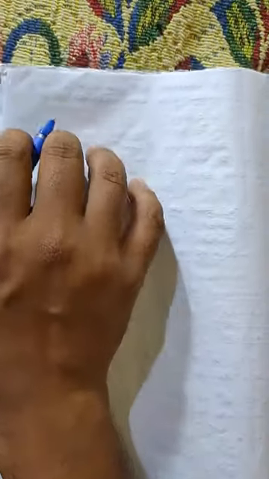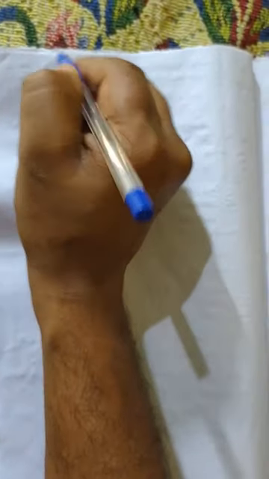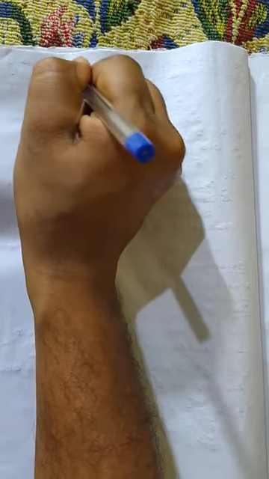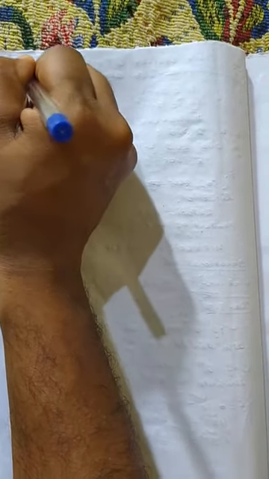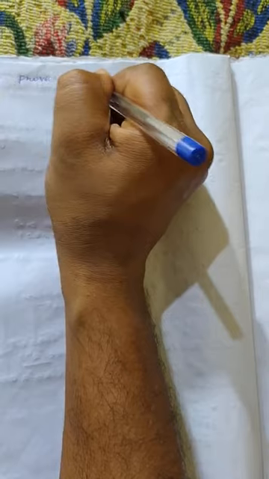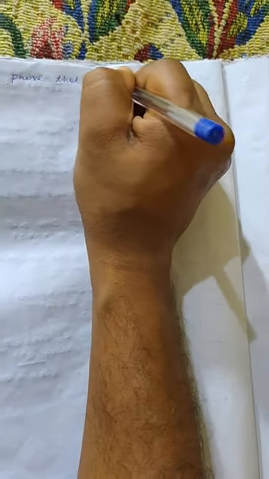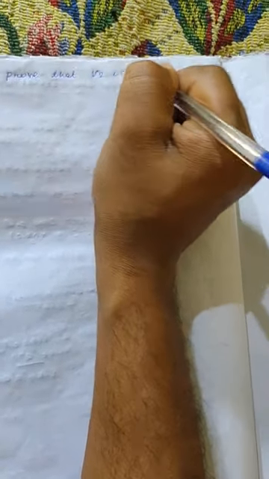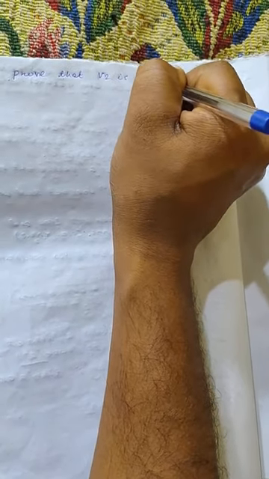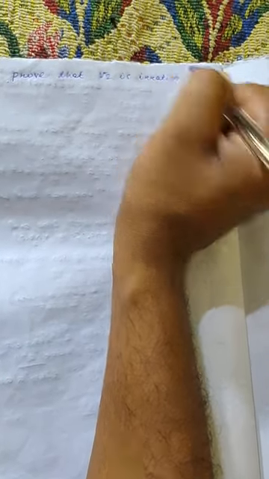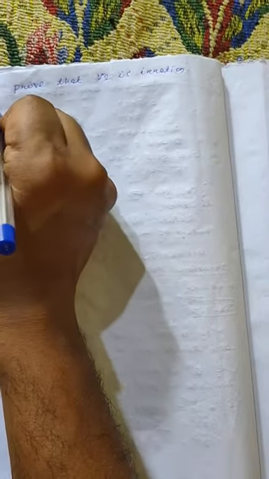Then we have to prove theorem 1.4. What is 1.4? Prove that root 2 is irrational. So prove it. How can you prove that root 2 is irrational?